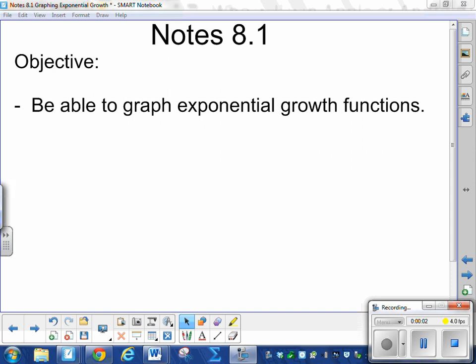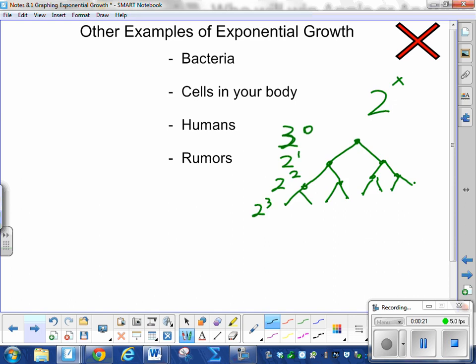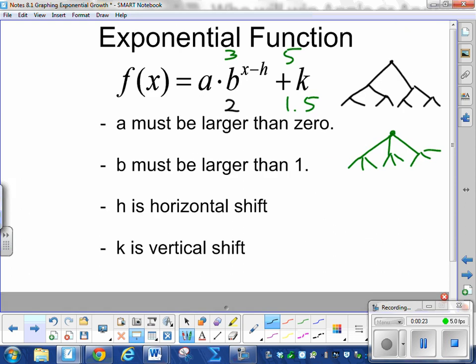All right, so here's your notes 8.1 for you guys to go over. I will be going over some of the same ones we've done in class, but I'm going to go kind of faster here. That way we can try to keep this at a shorter time. So our objective today: be able to graph exponential growth functions. We went over what that meant in class, so I'm going to go ahead and go forward to the first example.